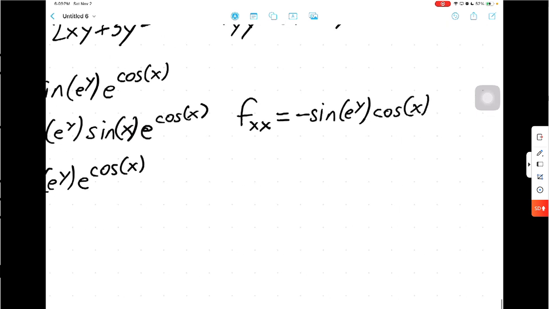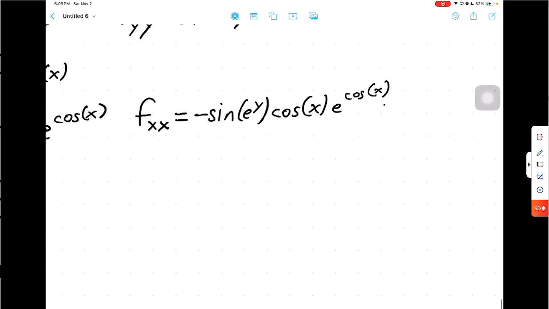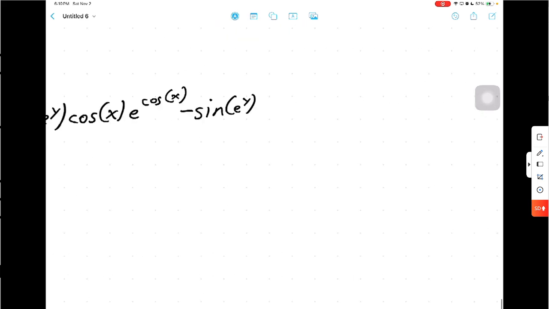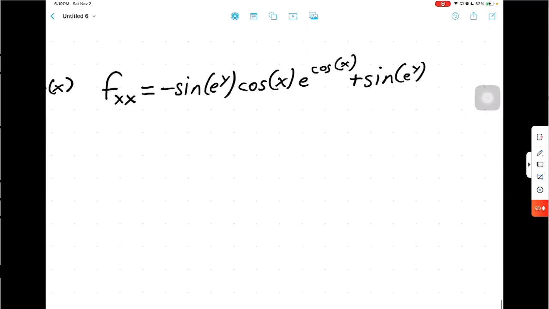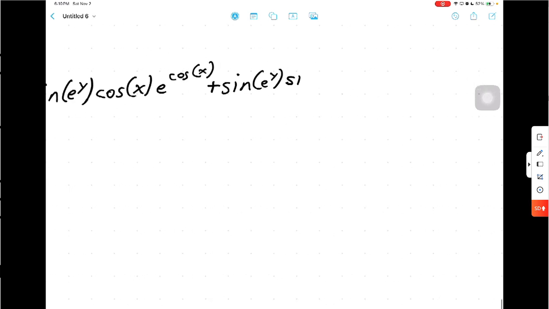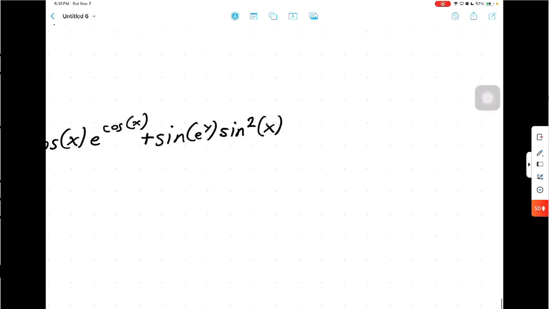Fine. Cosine of x, e to the cosine of x. This, and then this again. And then this guy is going to make another negative, so this is going to be a plus. And then this e to the cosine x will now produce another sine x, so I can just do a sine squared of x, e to the cosine of x.